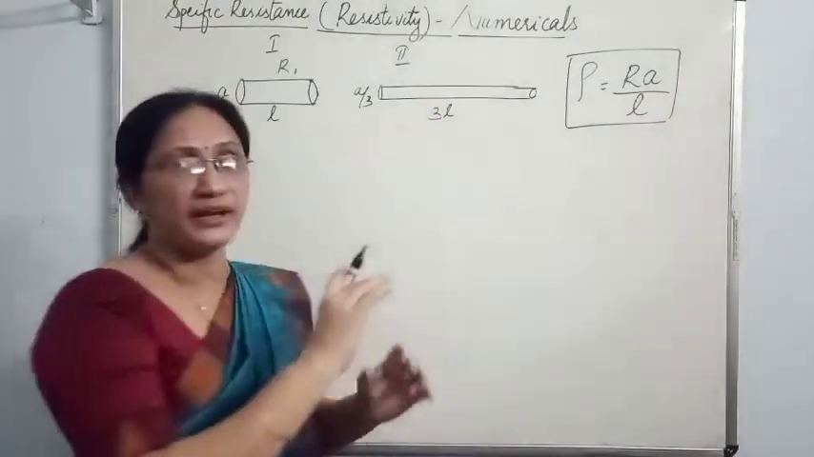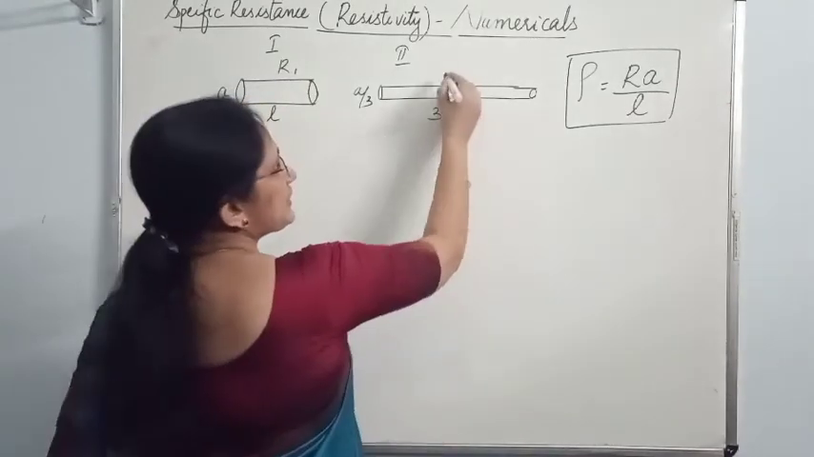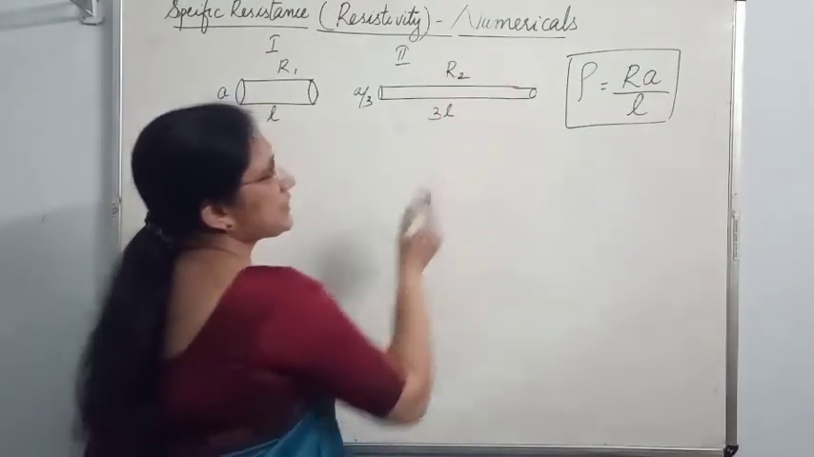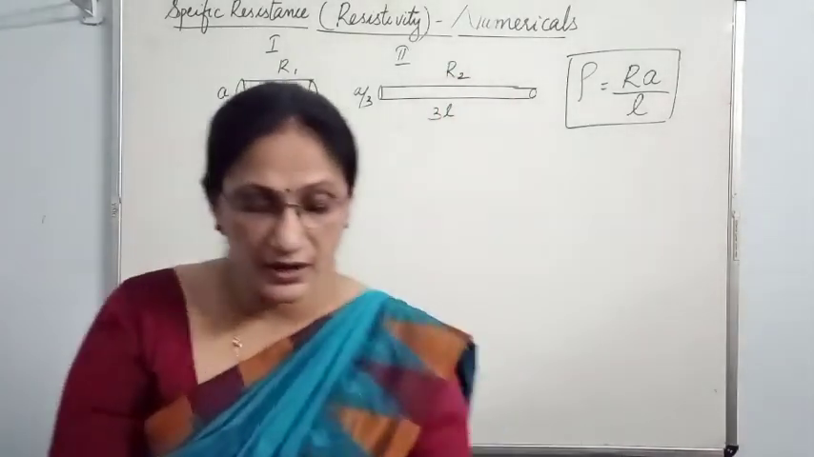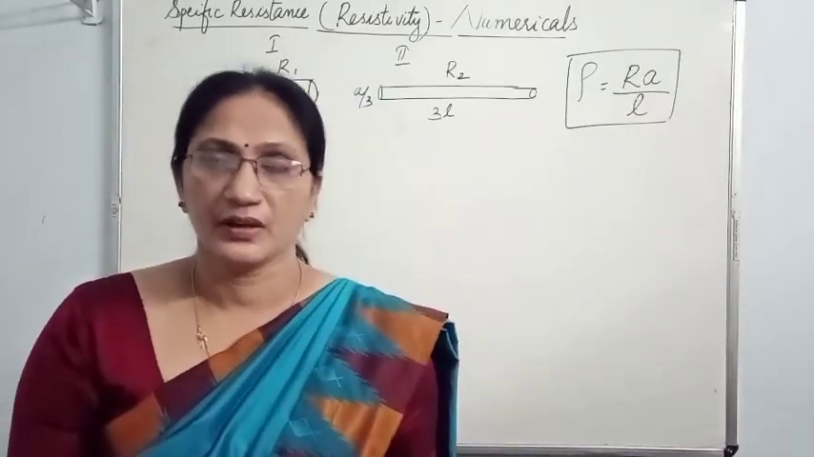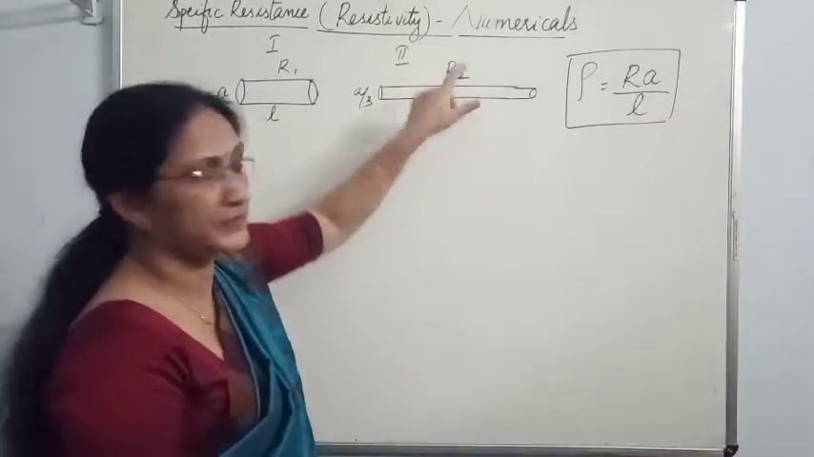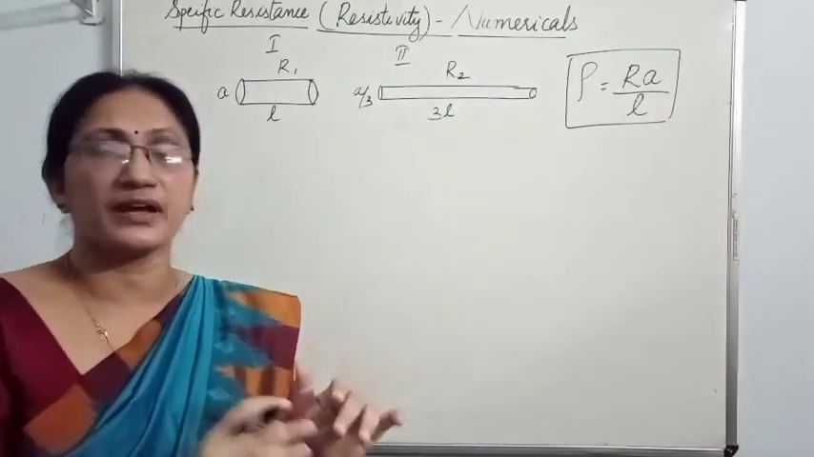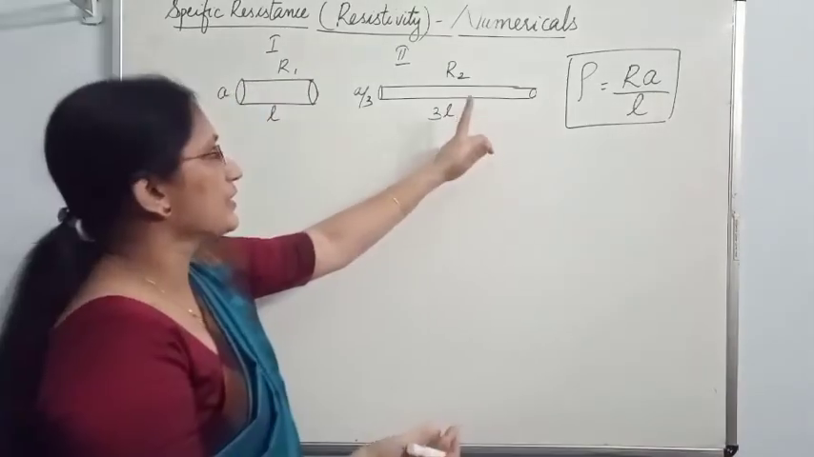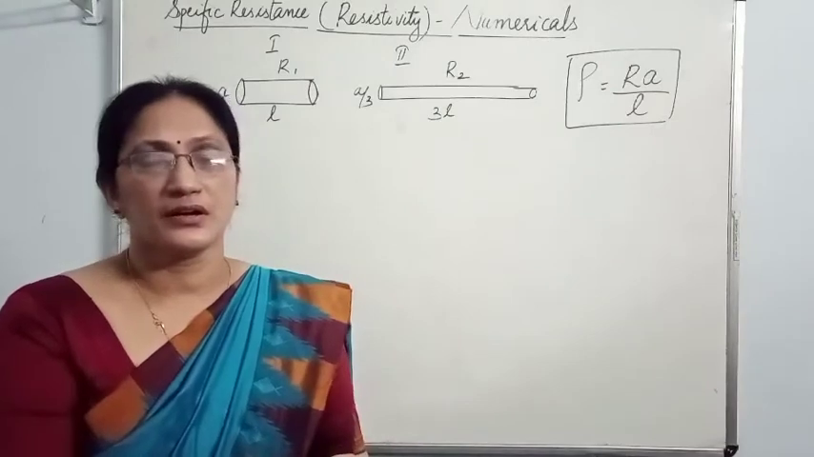Now, you know, length changed, thickness changed. So surely resistance will change. Let the new resistance be R2. And you are asked to find out the relation between R1 and R2. Means resistance of this new wire or resistance of the wire after stretching. You are supposed to compare with the initial resistance. How will you proceed?